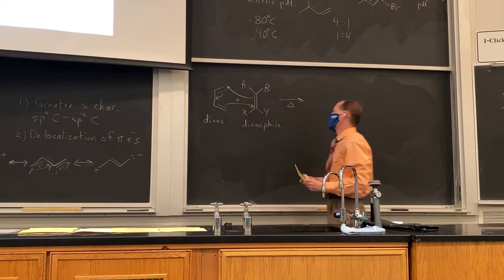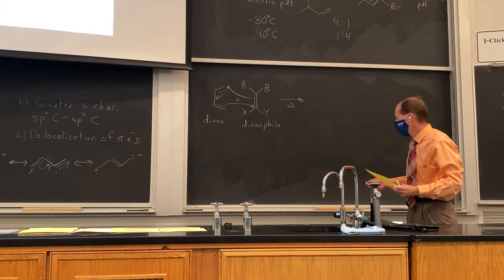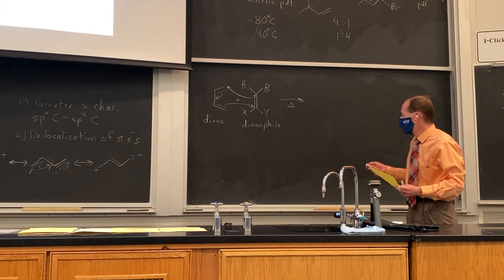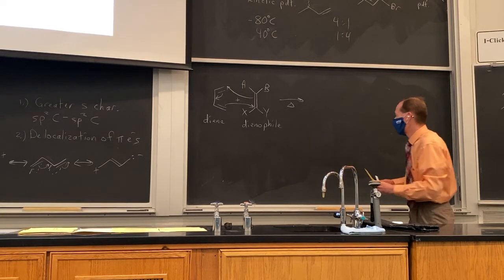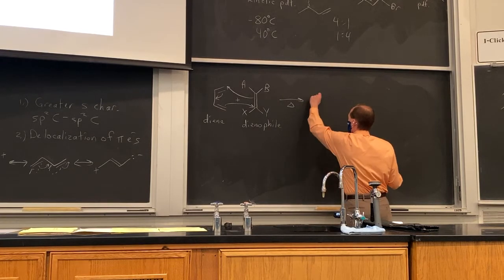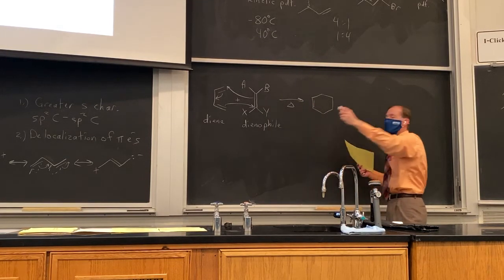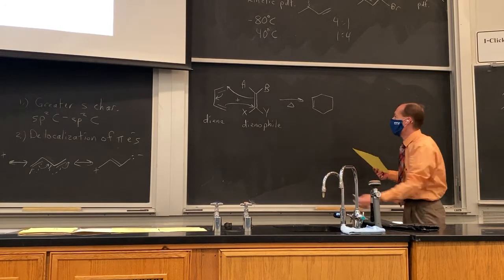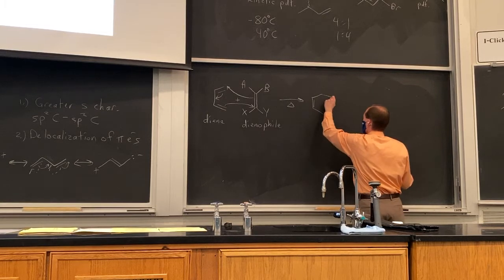Okay? So we have pi electrons from the diene attacking our dienophile. Pi electrons from the dienophile attacking the other end of the diene. And then we have these pi electrons moving. So what we end up with is a cyclohexene, a 6-membered ring with a double bond. And then we have our substituents.